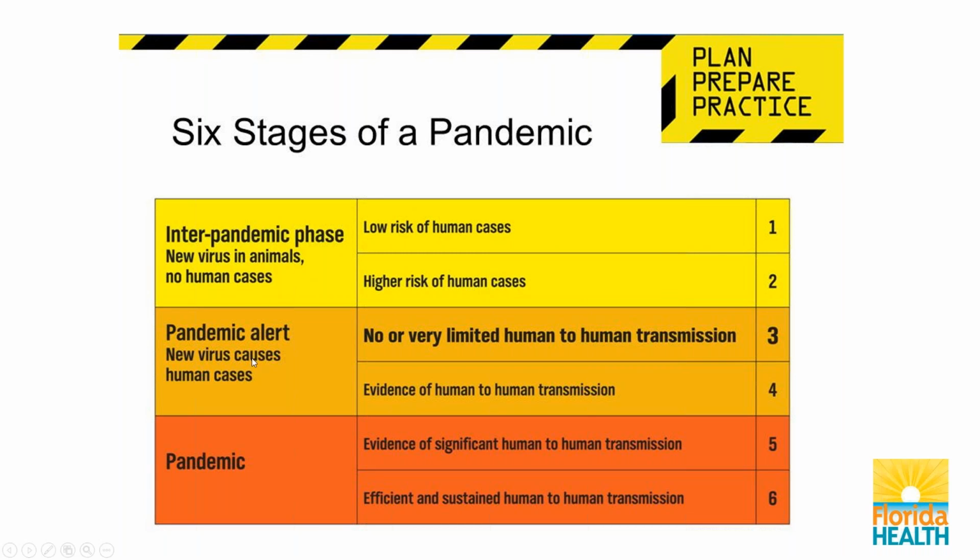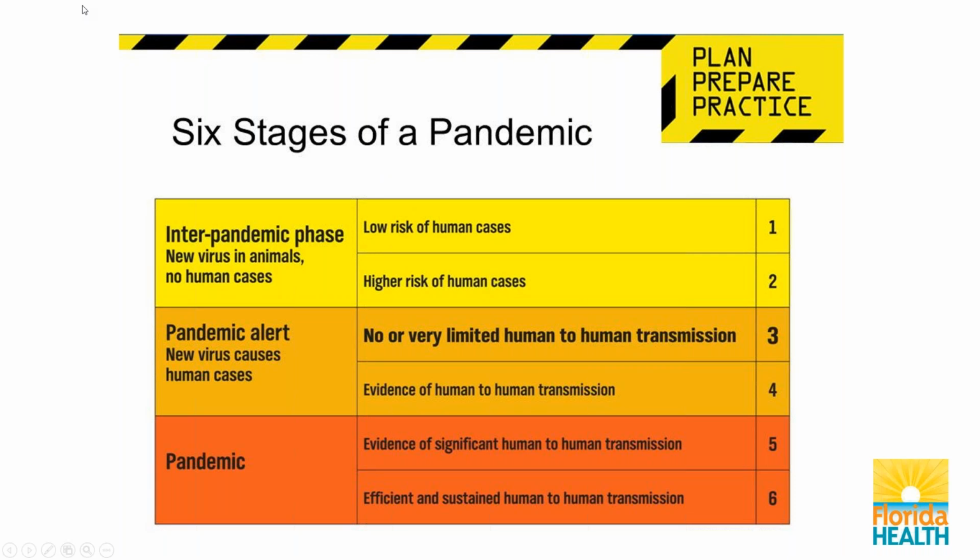Then you have your pandemic alert, and that's when you have no or very limited human-to-human transmission, right? Phase 4 would be evidence of human-to-human transmission. And then when you're in that pandemic stage, there's evidence of significant, efficient, and sustained human-to-human transmission.